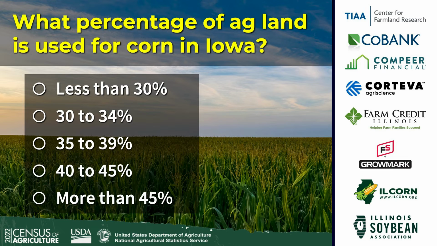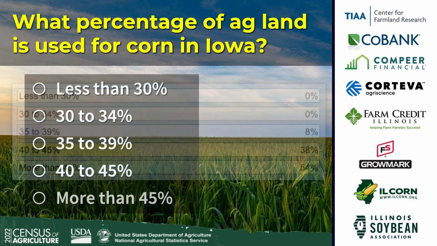Oh, I think this is an easy answer. I have not looked. What's your number? I'm going big, more than 45%. Todd's going big. I think they raise a lot more double crop corn, especially in the northwestern corner of that state.